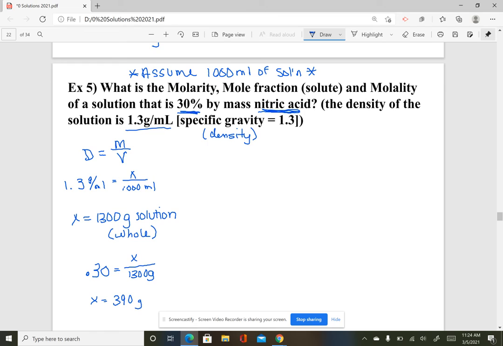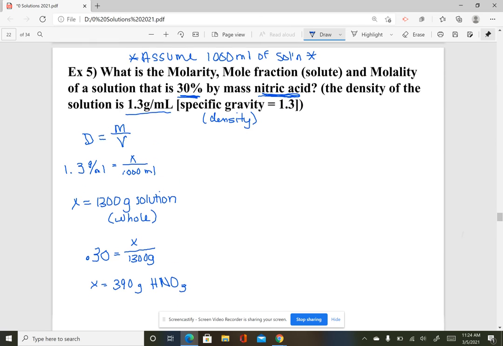Now guys, what I just solved for, this is a solution of nitric acid, meaning that we have nitric acid dissolved in water. The whole solution is 1,300 grams. The 390 grams is just the solute. So the solute is nitric acid, which is HNO3. You guys remember how to write formulas for acids, right?